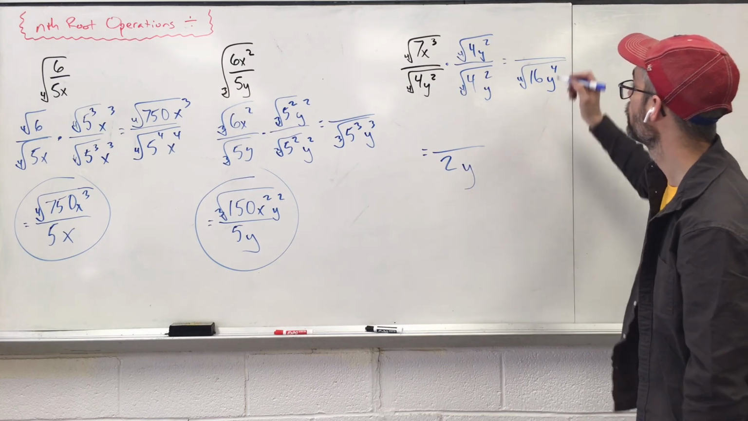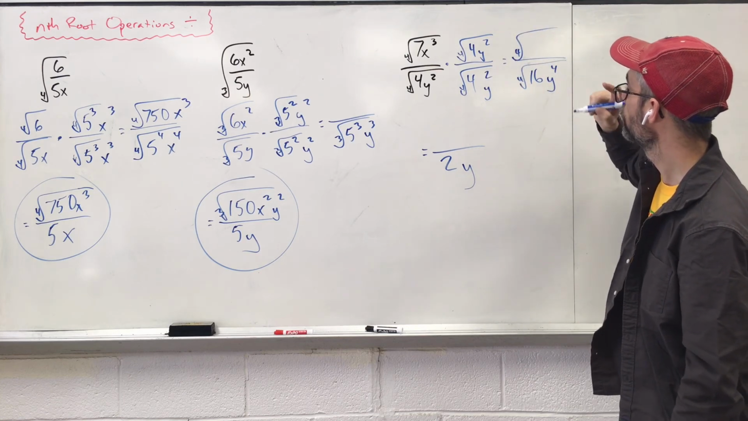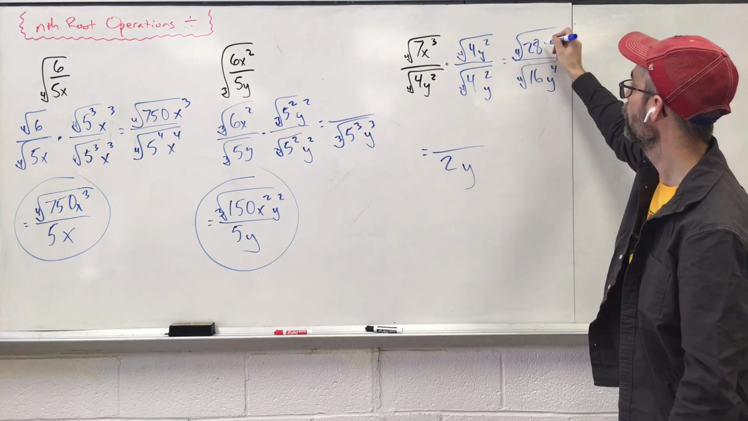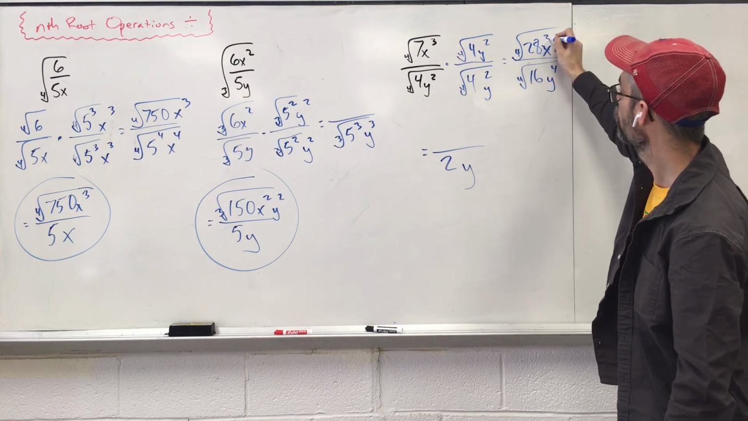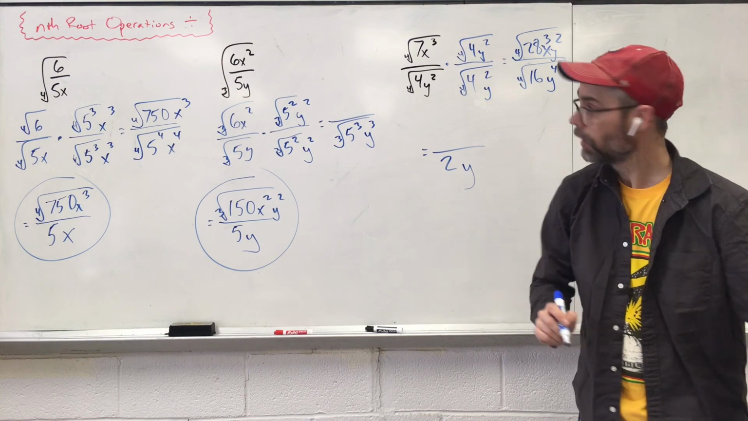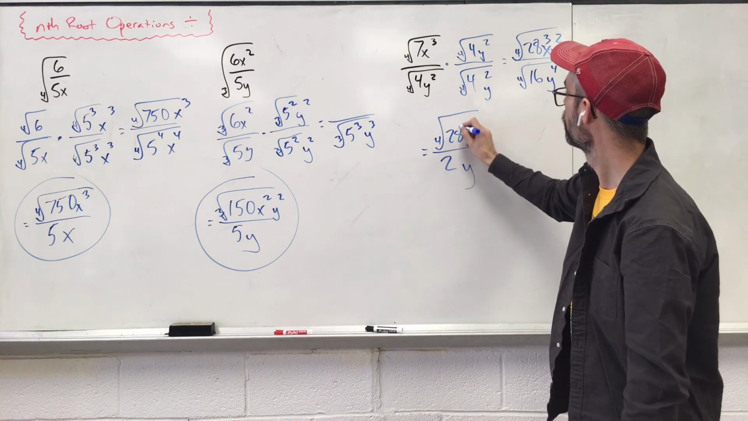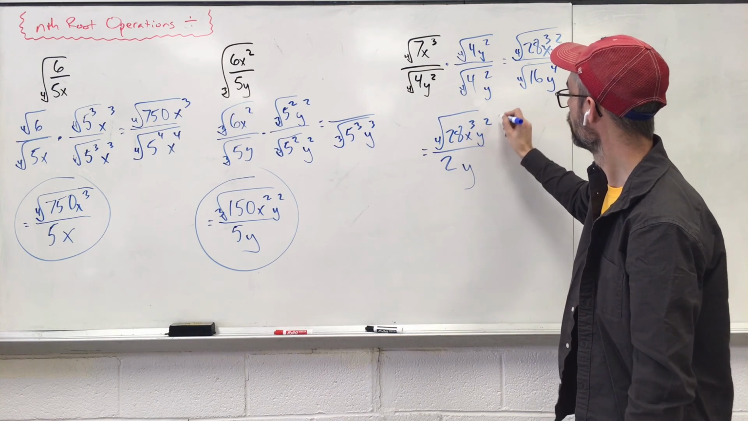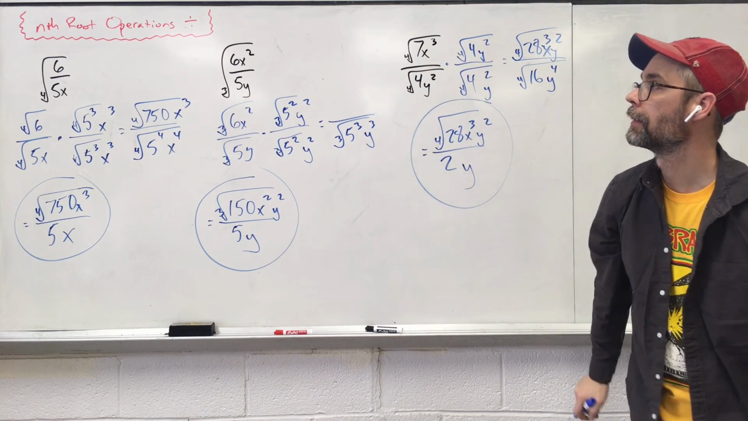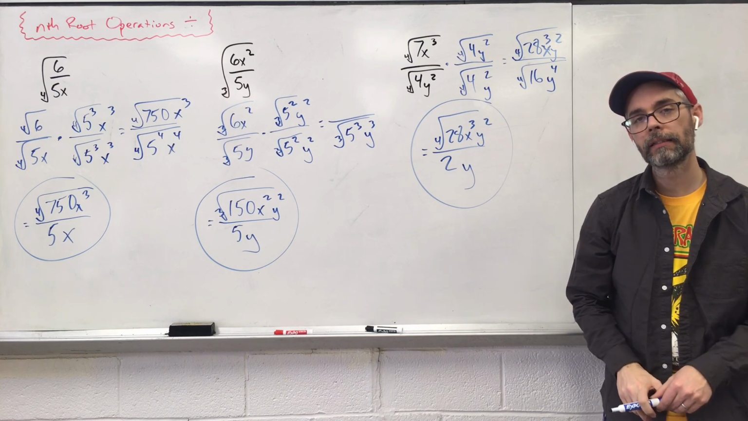Up top, you're left with the index 4 radical. We're going to get 28x3y squared. There's nothing we can do there. So let's bring that all right down. And that is simplifying using nth root operations, division.